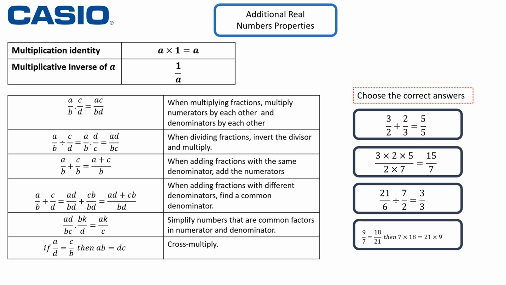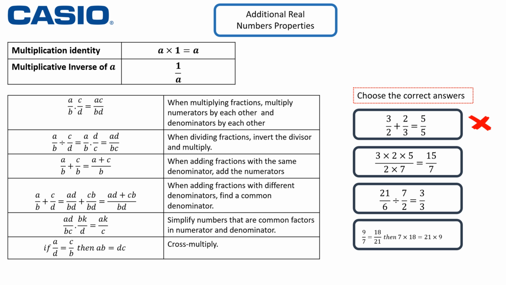Now let's have a practice. Choose the correct answer. Let's start with practice 1. 3 over 2 plus 2 over 3 equals 5 over 5. This is wrong. Since the denominators are not equal, we cannot add the numerators directly.